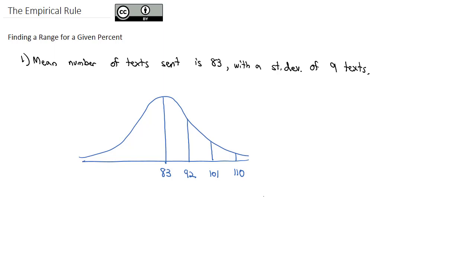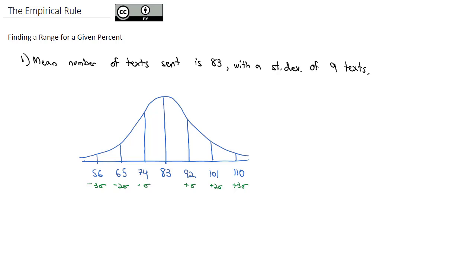I can go below the mean by subtracting that standard deviation of 9. 1 standard deviation below the mean would be 74. Subtracting 9, 2 standard deviations would be 65. And subtracting 9, we'd get to 56. That's 3 standard deviations below the mean. So I might label this plus 1 standard deviation, plus 2 standard deviations, and plus 3 standard deviations, minus 1 standard deviation, minus 2 standard deviations, and minus 3 standard deviations.